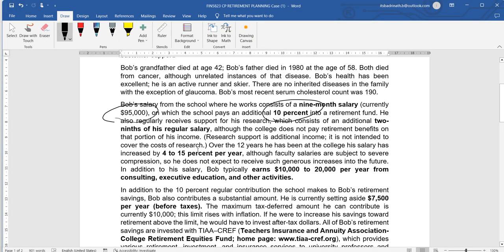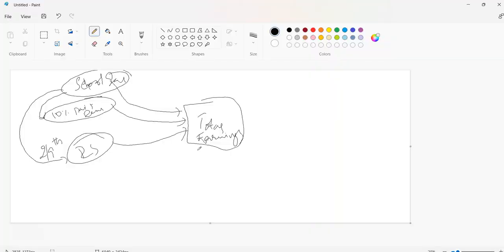Next, over the 12 years he has been at the college, his salary has increased. So again, there is an increase in salary, and this salary and increase in salary will again influence total earnings.